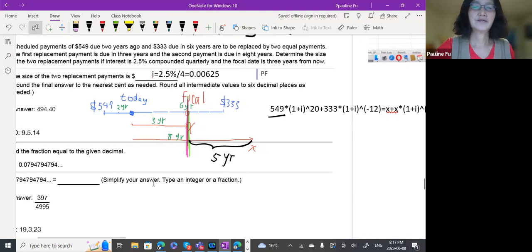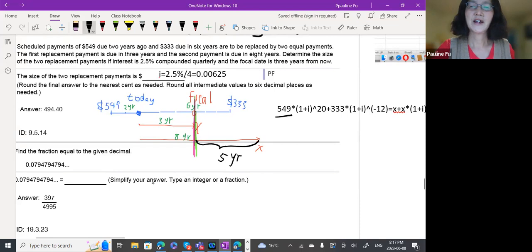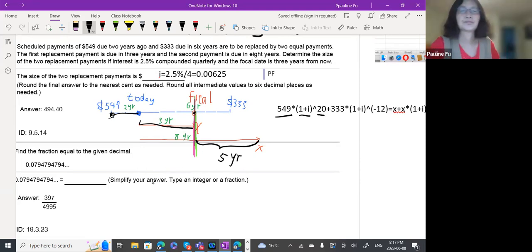Plug in the formula. Future value equals PV times (1 plus i) raised to the power N. N is how many quarters from 549 to this focal point. From here to here, it is actually 5 years. Why? Because from here to here is 2 years, and here to here, 3 years. 2 plus 3, 5 years. 5 years is the same as 20 quarters. So raised to power 20.